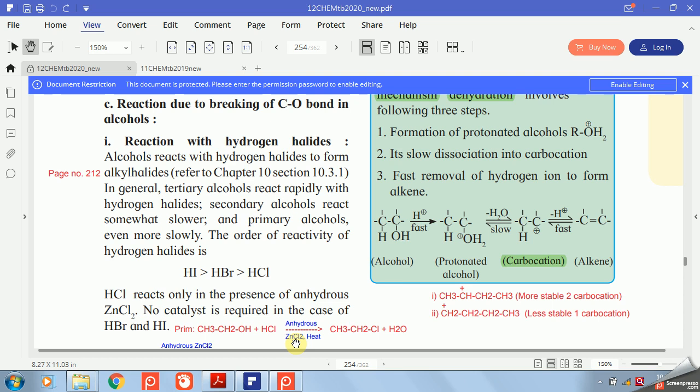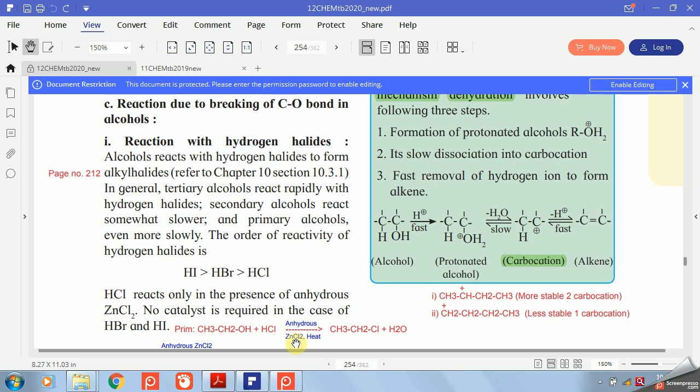Let us study the next part, that is reactions due to breaking of CO bond in alcohol. So here simply we have to revise the reaction from halogen derivative. In halogen derivative we learned about the action of hydrogen halide, that is HX, on alcohol for preparation of that halogen derivative. The same reaction is here under the heading of reaction with hydrogen halide. So you have to add this hydrogen halide to your alcohol by breaking the CO bond in that alcohol.